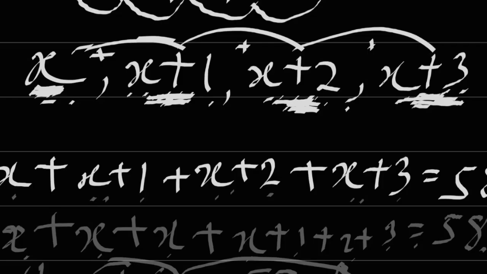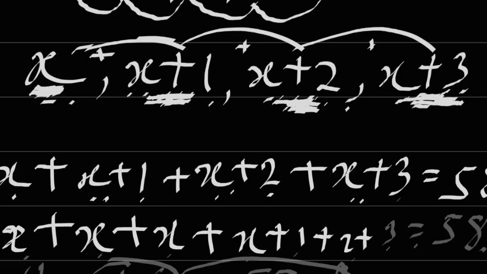We are going to bring like terms close to each other. That is, the x that you are seeing here, they are like terms. Then the numbers are also like terms. So let's bring the like terms close to each other. That will be x plus x plus x plus x, then plus, let's bring the numbers, 1 plus 2 plus 3, everything equal to 58.